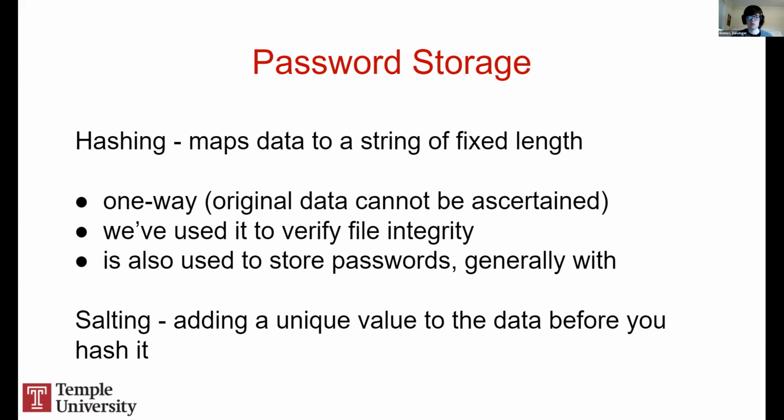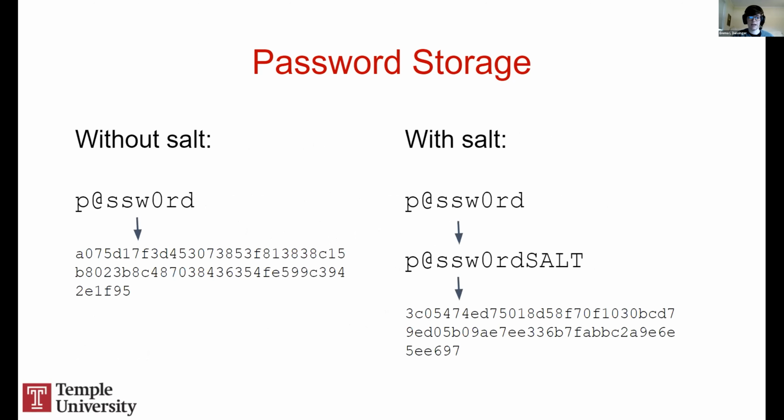So we've used hashing before, but it's also used to store passwords, generally with this idea called salting, which is adding a unique value to the data before you hash it. So here's a quick example of that. You see, without the salt, the password gets converted to that big long hash right there. I used SHA-256 for that. But with the salt, you input the password, the computer adds the salt, which I just called SALT in all caps, and then converts password plus the salt to the hash and then stores the hash. So that is how salting works.